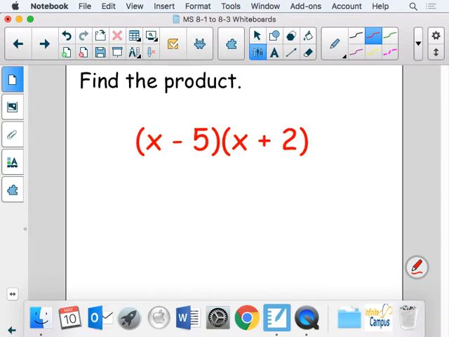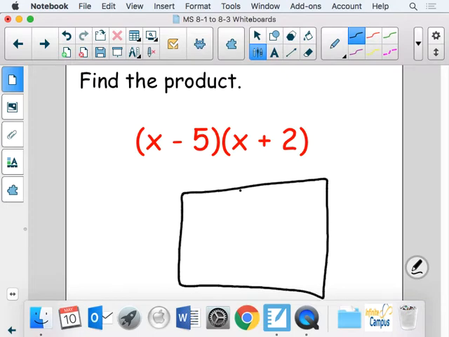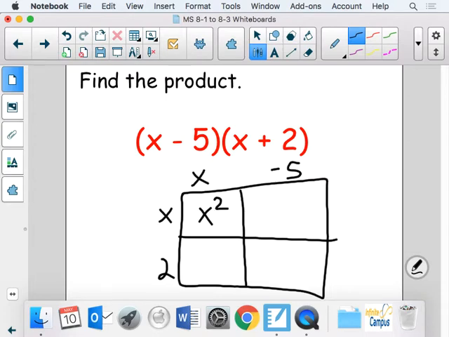This next one I'll use box method on. So I have an x and a negative 5, and I have an x and a positive 2. Here I have x times x, which is x squared. Here I have negative 5 times x, which is negative 5x. Here I have x times 2, which is 2x.